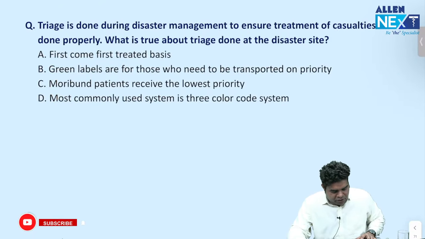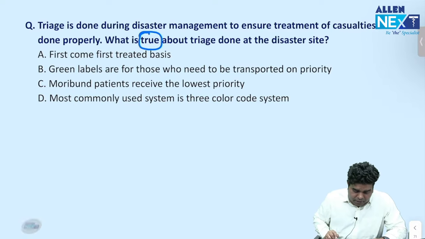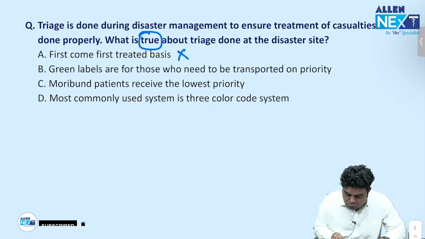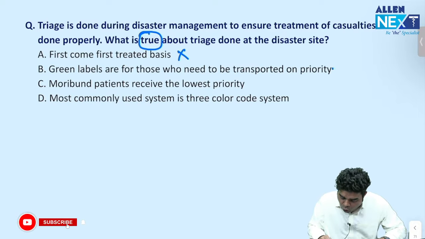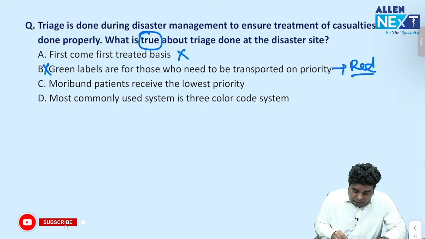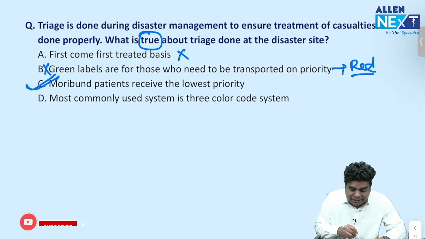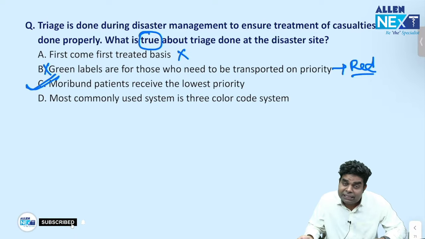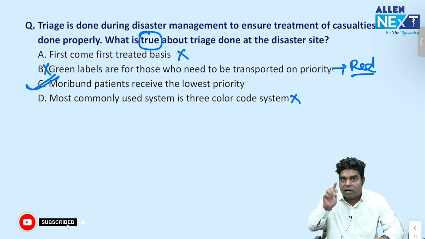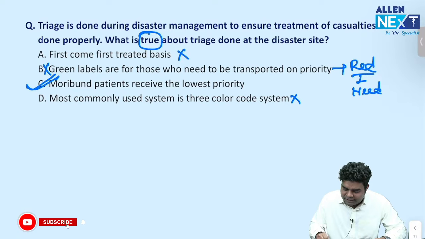Triage is done during disaster, which is true about triage? First come, first treat. Of course not. Green level are for those who need to be transported on priority. No. On priority, we do red. So this is also wrong. Moribund patients receive lowest priority. Yes, correct, because they are already dead, so they will get less priority. Most commonly used system is 3-color code. No, most commonly it is 4-color code. Remember, red are those who need surgery in 6 hours.